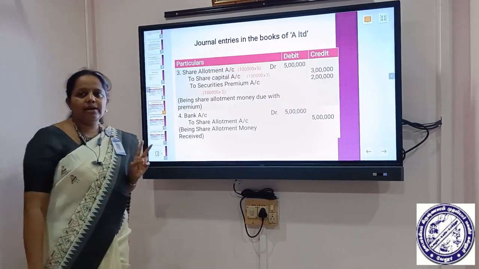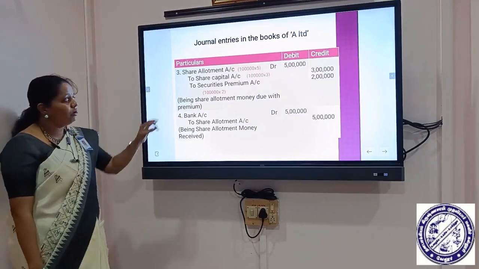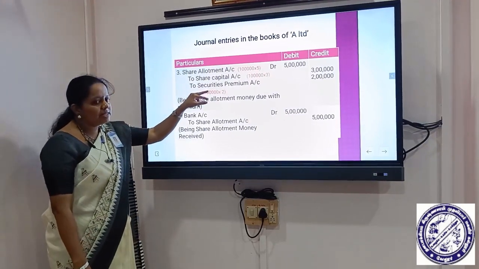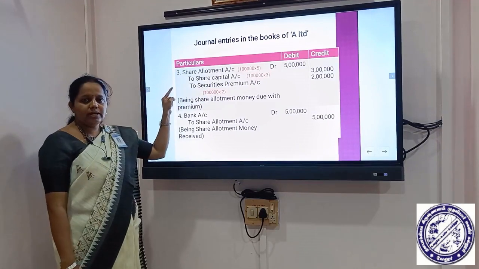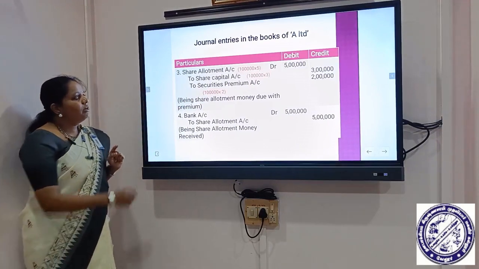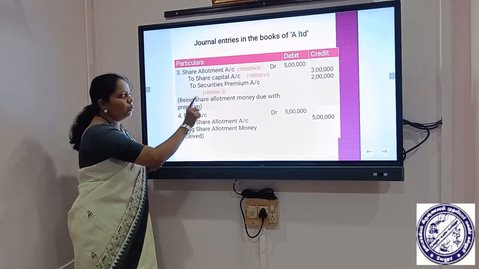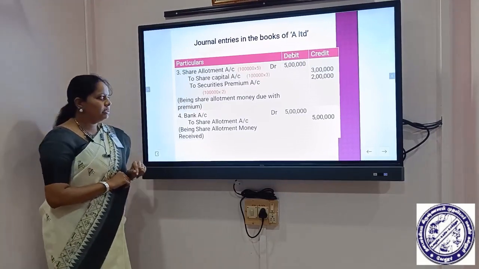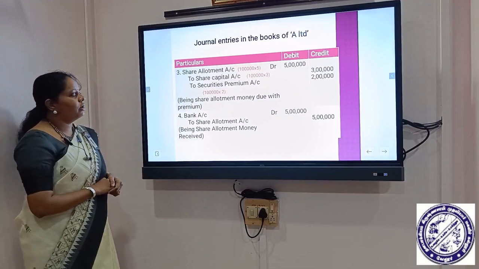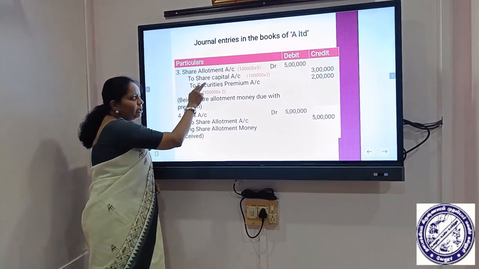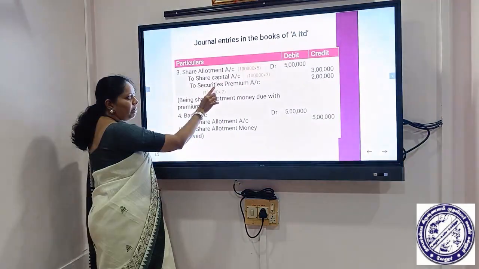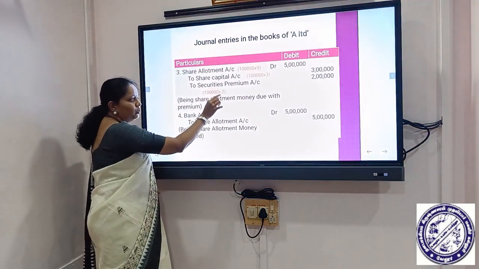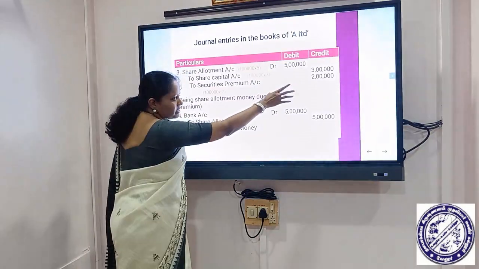And the next 2 entries are regarding allotment account. As I told you before, we are going to make the securities premium adjustment in the third entry, that is the allotment entry. This entry can be termed as a due entry also. So the entry is share allotment account debit, to share capital account, to securities premium account. Share allotment is rupees 3, so we are putting here 1 lakh into 3. Premium amount is rupees 2, so 1 lakh into 2. So altogether here we are getting 5 lakhs on the credit side.